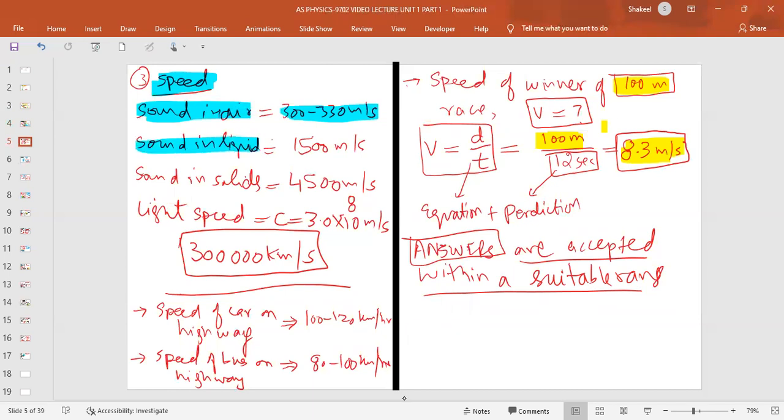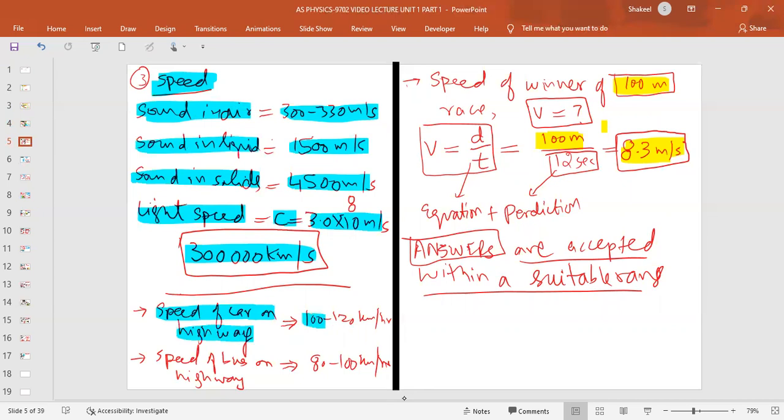Then the speed of sound in liquid is around 1500 meter per second, because the particles are very close to each other, so sound travels faster. Then speed of sound in solid is 4500 meter per second, because the atoms are even closer, so the speed increases. And then the speed of light is 3 into 10 to the power 8 meter per second. That is the fastest in nature. You can also express that as 300,000 kilometer per second. The other common speed, of a car on highway, is around 100 to 120 kilometer per hour. Speed of a bus on highway or expressway is between 80 to 100 kilometer per hour.